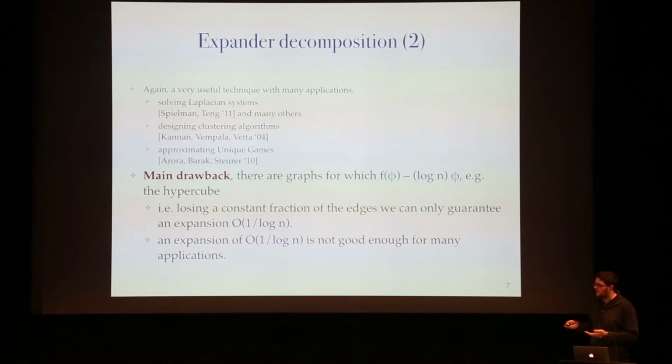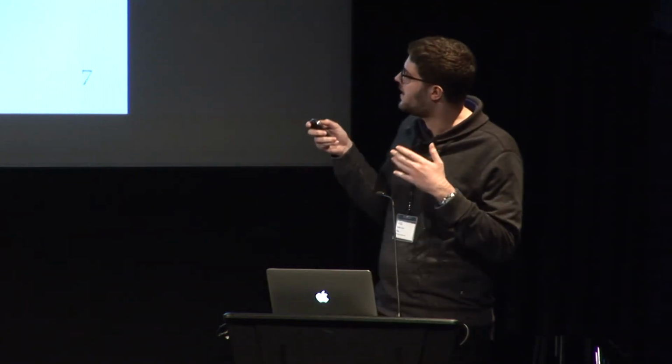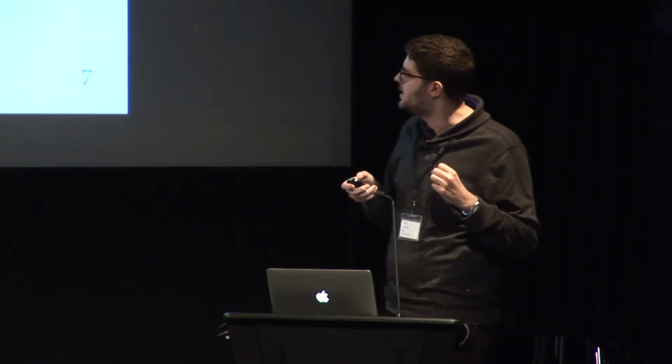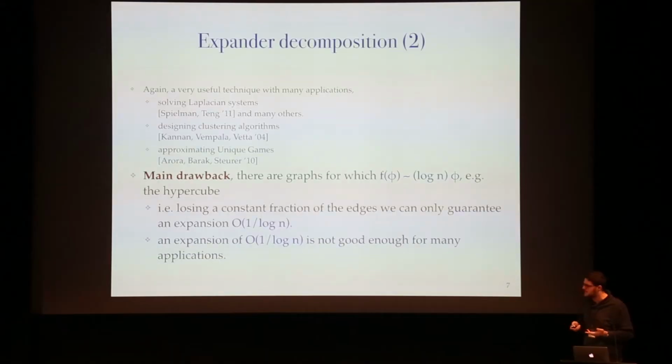But the thing is, for a graph as natural as the hypercube, if you just fix phi, you're going to see that if you want to have components of expansion phi, this fraction is going to scale with log n. So it depends on the graph size. So if you want to cut a constant fraction of the edges, you can only guarantee an expansion of inverse d log d. And again, for many applications, that's not good enough.